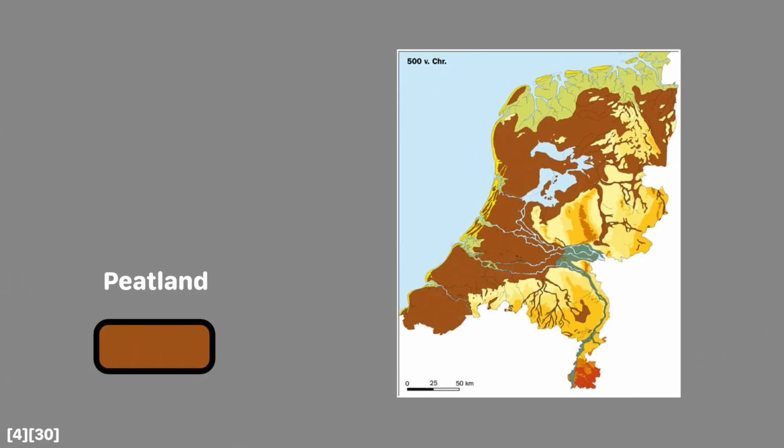Another fun fact to note is that when the Dutch drained the land, it sank, because most of the land in the Netherlands was mostly peat, and when peat is dehydrated, it decomposes, resulting in the land sinking further below sea level.